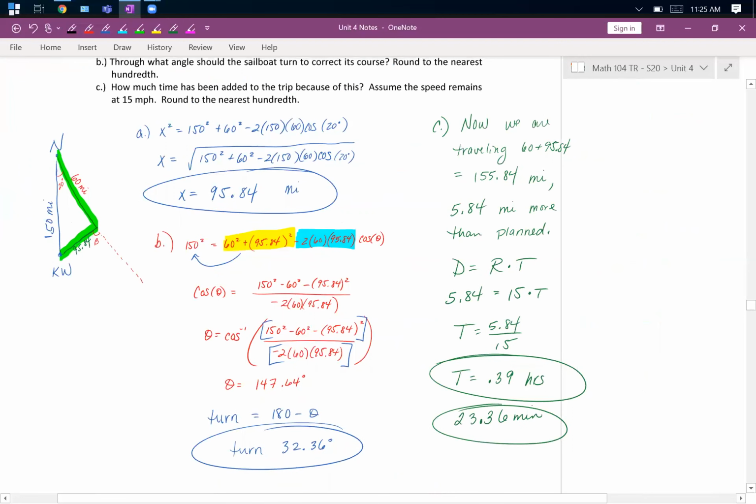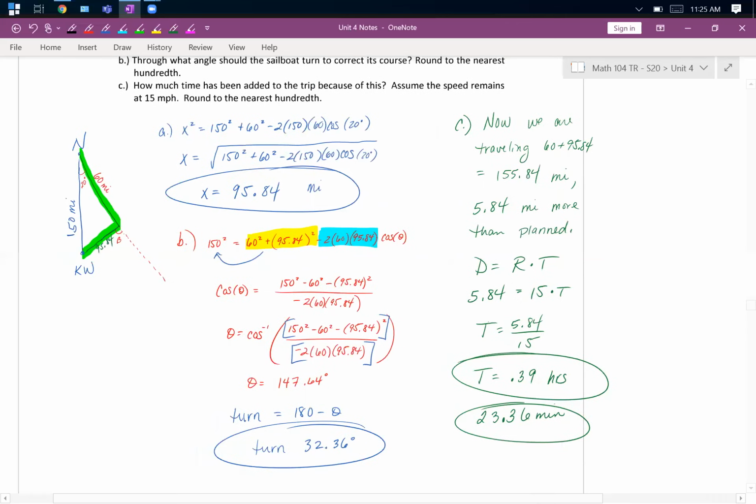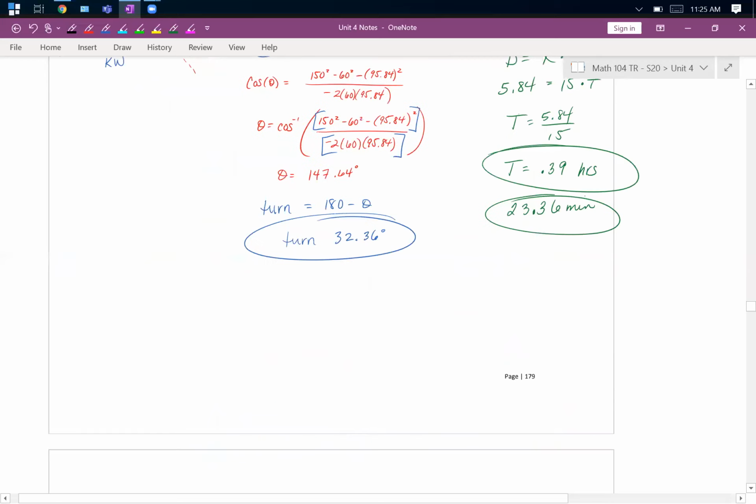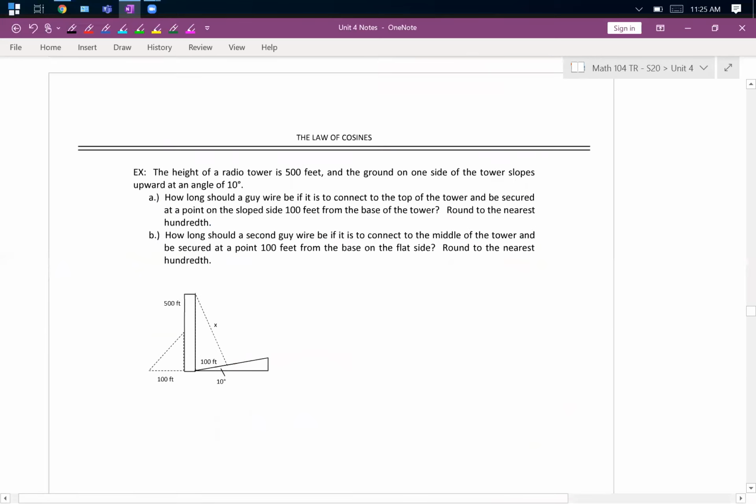Questions? We will certainly be seeing some application problems on our exam. There'll be some that are just straight, here are the numbers, solve the triangle, but we learned law of sines and law of cosines really to do applications. So we'll definitely be seeing several applications on this next exam. All right, let's try a couple more.